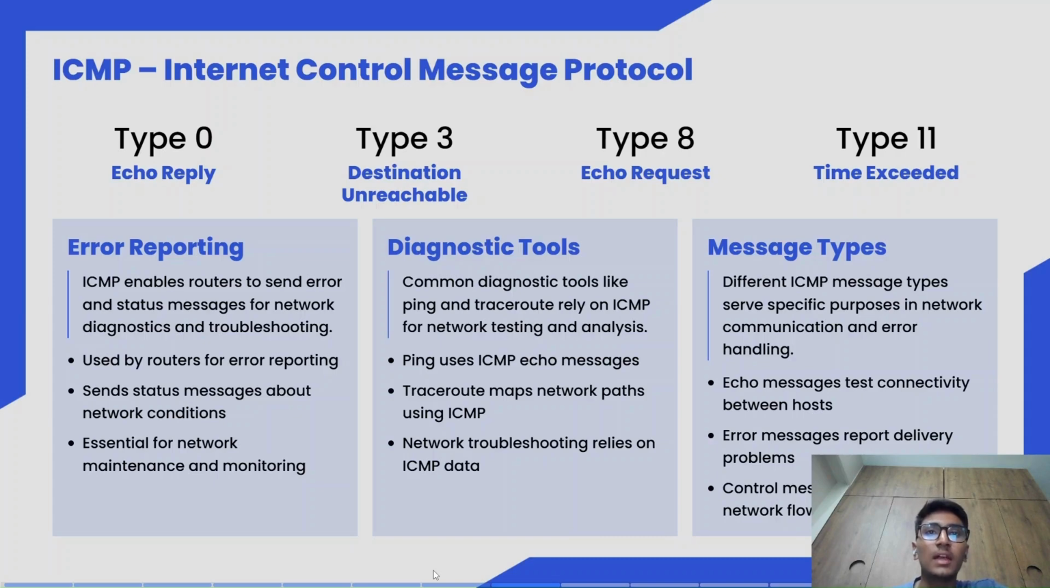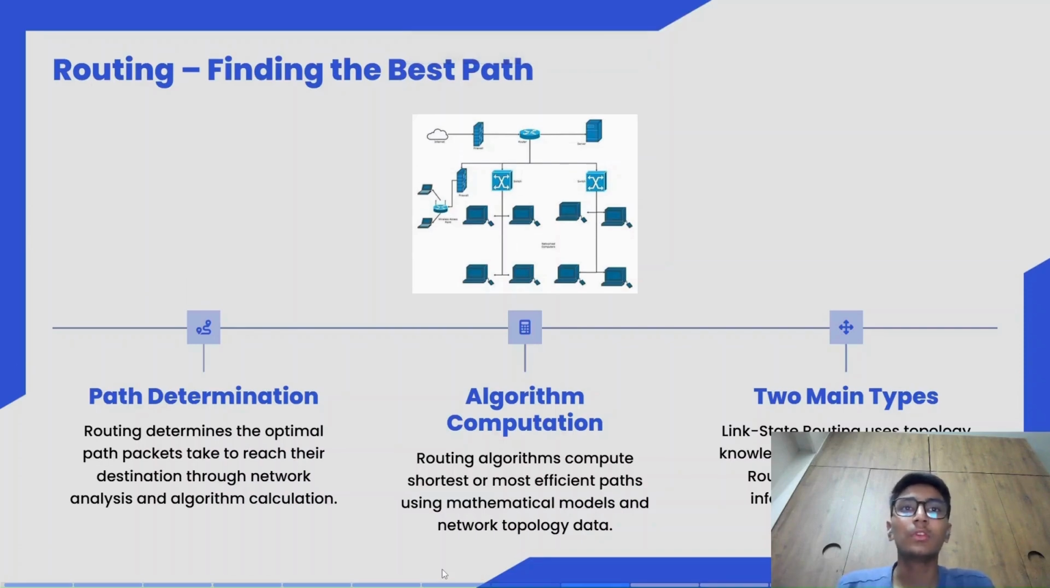Some other critical types include type 11, time exceeded, which is sent when the TTL field drops to zero in transit, causing the packet to be destroyed. Now we move on to the final and arguably most critical function, routing. The first is path determination. Routing is the process of determining the optimal path packets take to reach the destination.